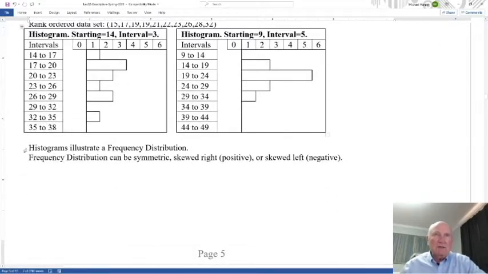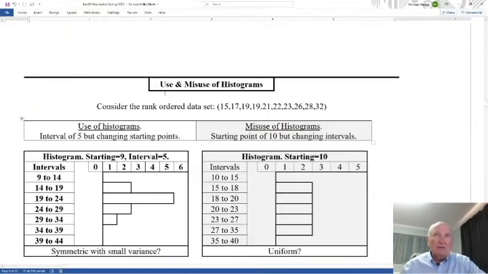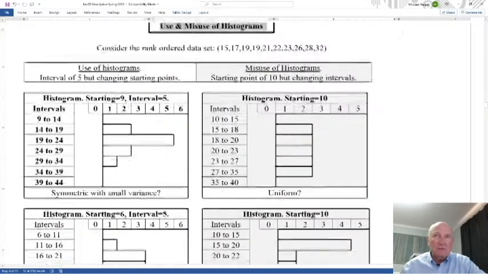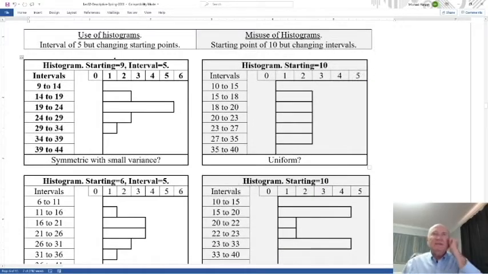So the histogram illustrates a frequency distribution. The frequency distribution can be symmetric, skewed right (positive), or skewed left (negative). From that, let's look at the use and misuse of histograms. We take the rank order data set, and there it is. On this side, we have the use of histograms. On this side, we have the misuse of histograms. Well, I consider it a misuse. We're doing the histograms as defined, but we're misusing those definitions, at least in my opinion. Let me show you.